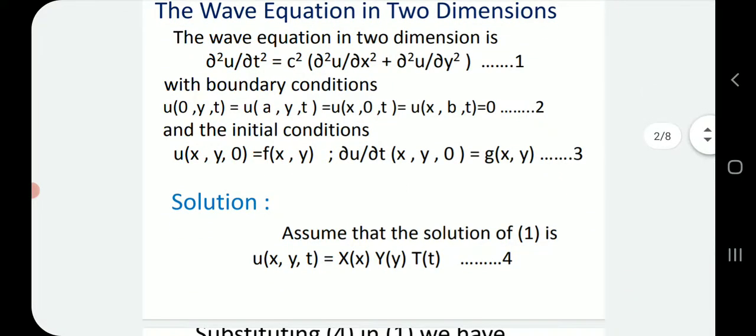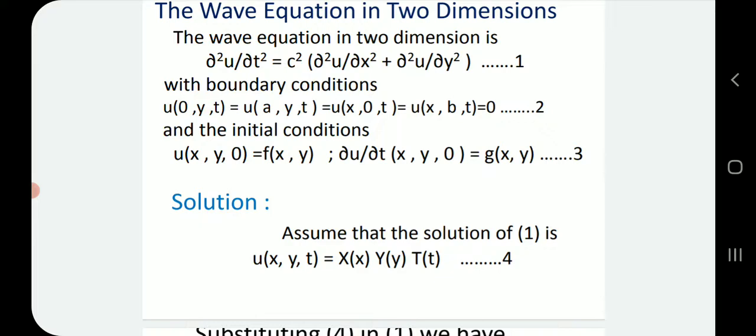The wave equation in two dimension is ∂²u/∂t² = c²(∂²u/∂x² + ∂²u/∂y²). This is equation first, with boundary conditions u(0,y,t) = u(a,y,t) = u(x,0,t) = u(x,b,t) = 0.